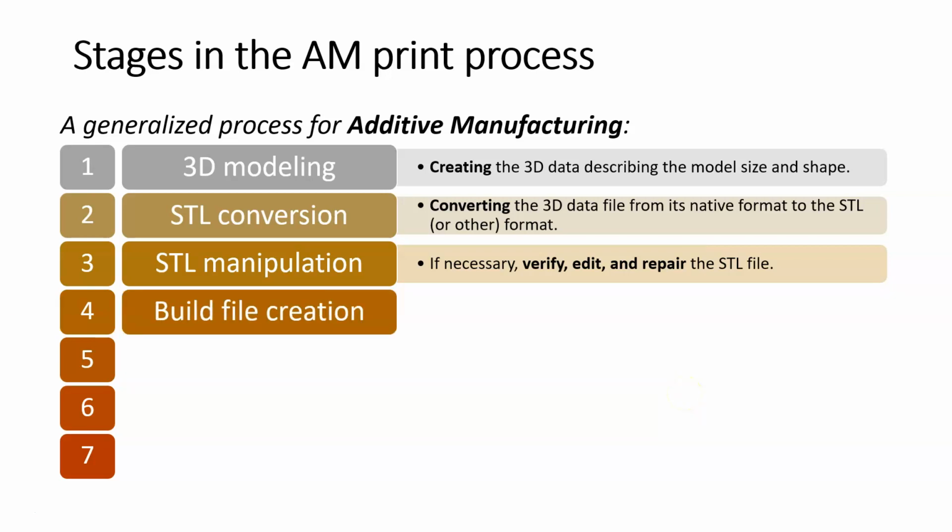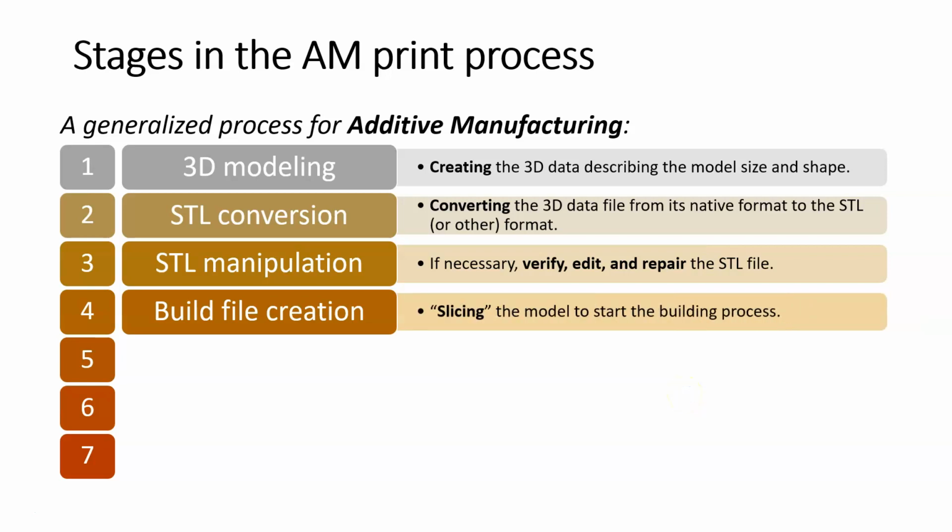Fourth up is creating what's called the build file. All right. And the build file is that slicing process. Now the software that's used to do this is often called a slicer file. A lot of this can be done automatically. So there's software out there that kind of does all this behind the scenes, but there is also slicer software that does this separately. Okay.